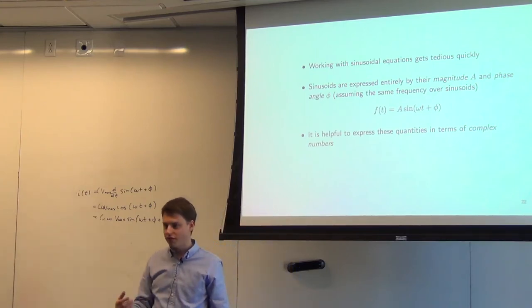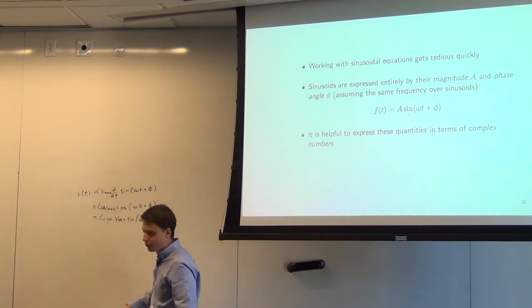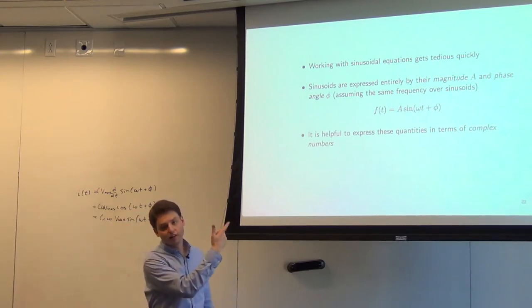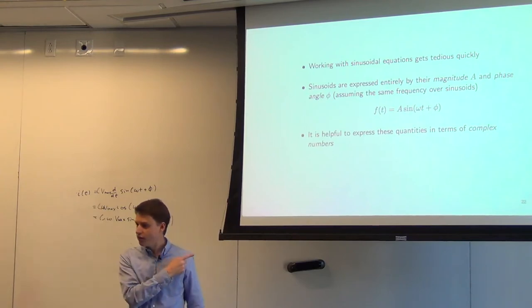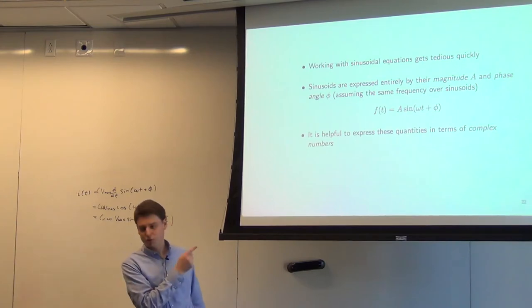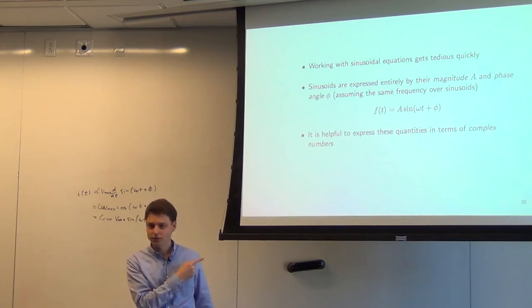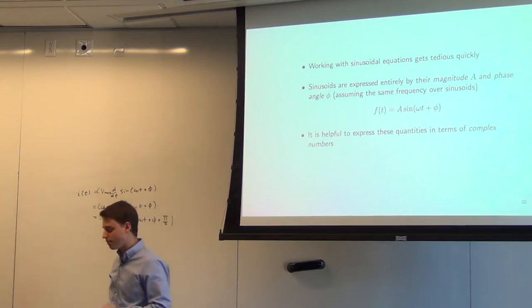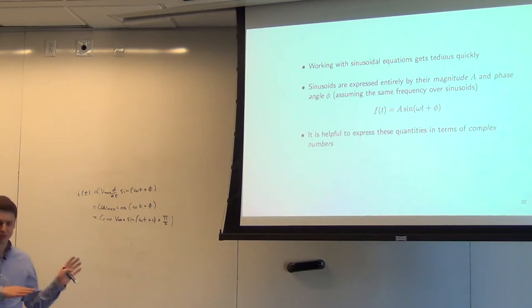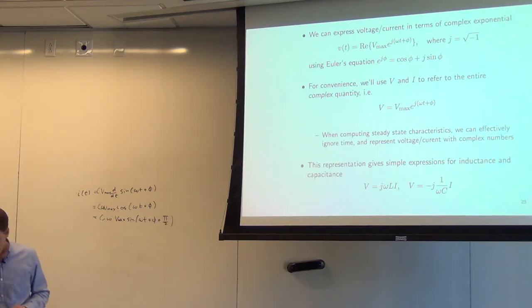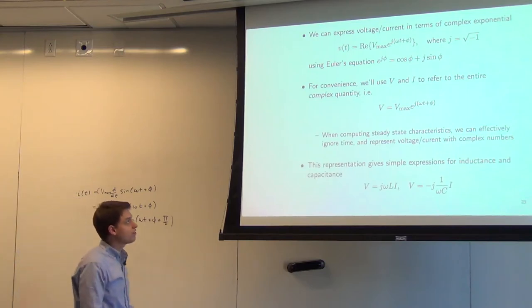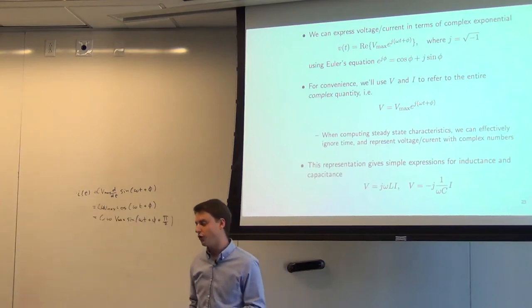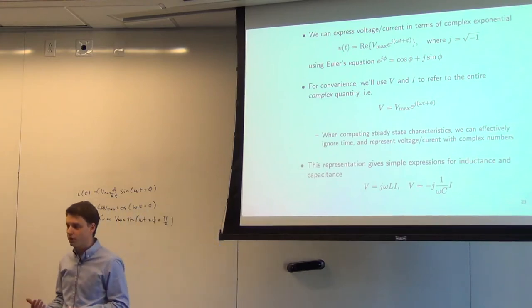Rather than going through the tedium of writing sine, cosine, etc., we're just going to use complex numbers to represent these quantities. Who here has done manipulations of AC circuits using complex numbers before? Okay, so everyone's seen complex numbers before, right? We'll have a quick rehash on that, but if you haven't seen them before, you certainly want to brush up. But I think everyone's seen them. So the basic point here is that we can express the voltage and current in terms of what are called complex exponentials.